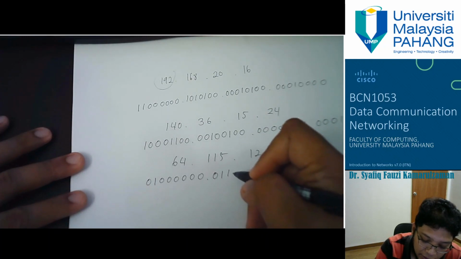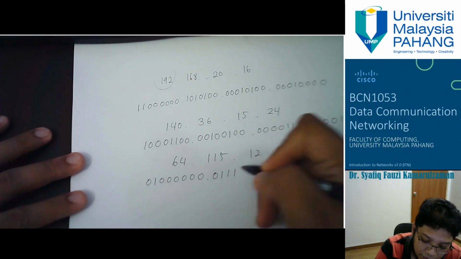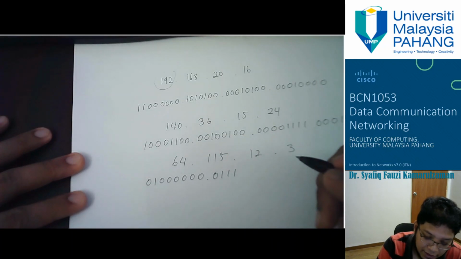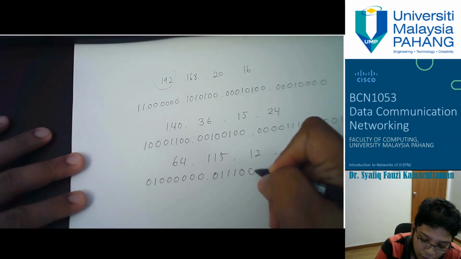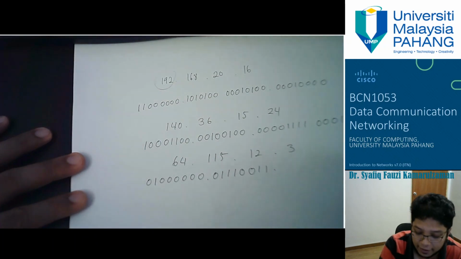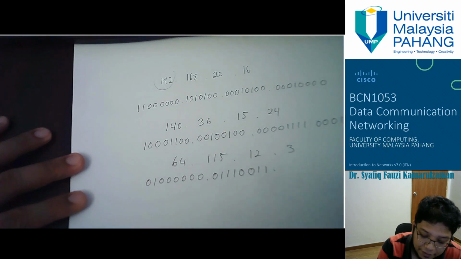Okay, 19, subtract the next one, which is 16. Okay, you get 3. So you don't have 8, you don't have 4, you have 2, and you have 1. Okay, 3. And then you have 12.